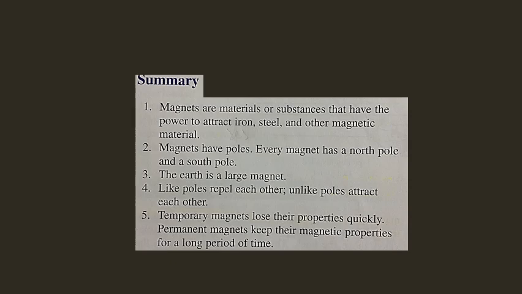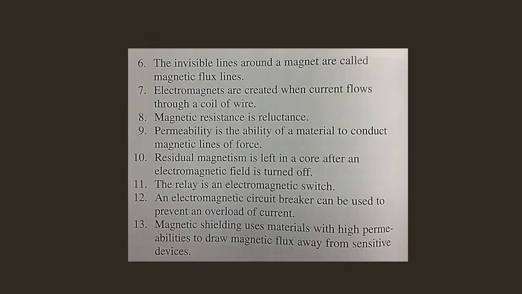The relay is an electromagnet or electromagnetic switch. An electromagnetic circuit breaker can be used to prevent an overload of current. Lastly, magnetic shielding uses materials with high permeabilities to draw magnetic flux away from sensitive devices.